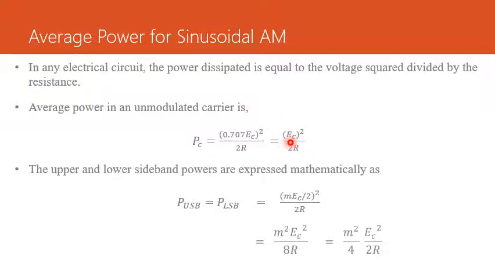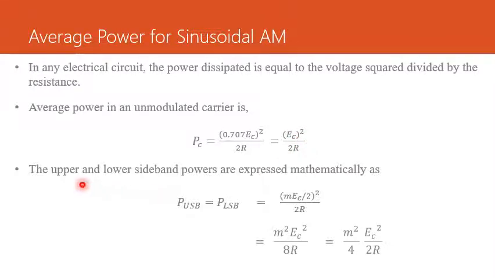So which is equal to Ec square divided by 2R. So the carrier is having an amplitude Ec at frequency Fc. So P is equal to V square by R. So the Pc is equal to Ec square divided by 2R.